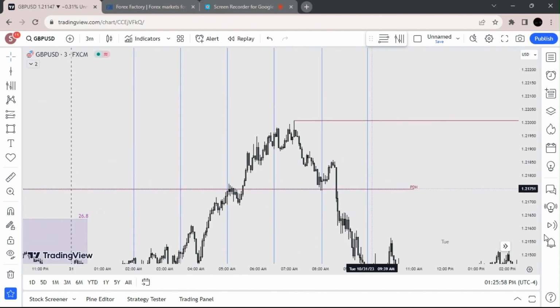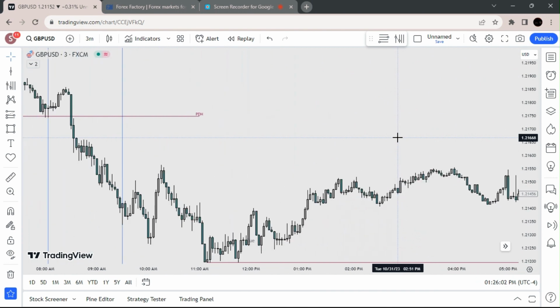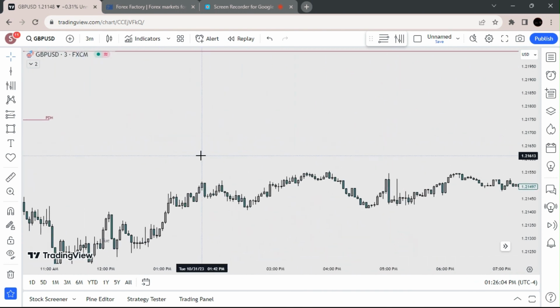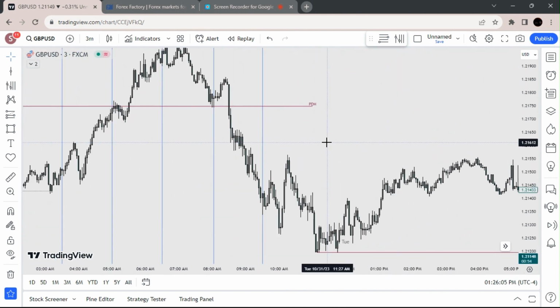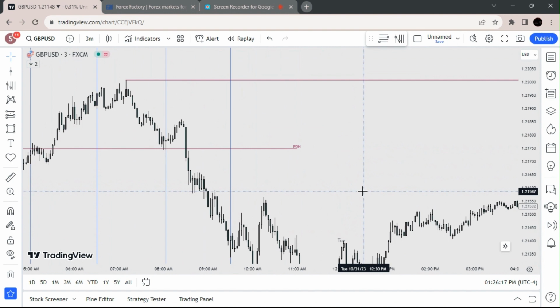All right. Now, you can use any PD array you want in terms of how you want to enter. But me personally, like I said, I'm using inverse fair value gaps and CSD for my entries. And I personally like to use 5-minute or 15-minute CSDs and then go to a lower time frame and find entries from there. All right.